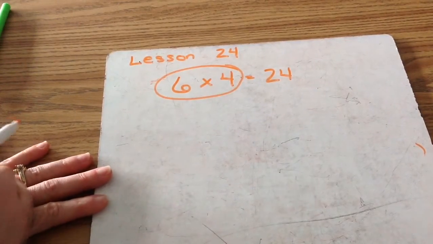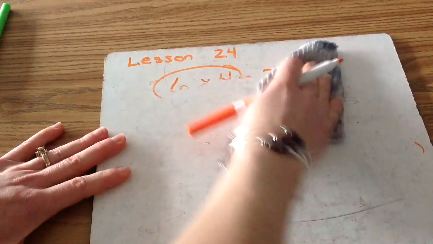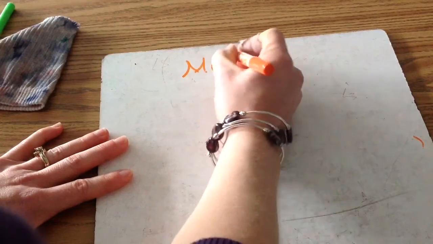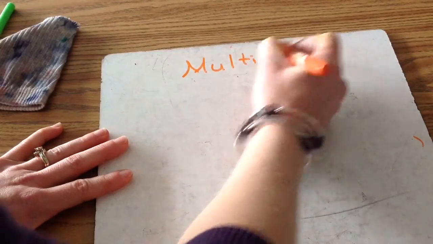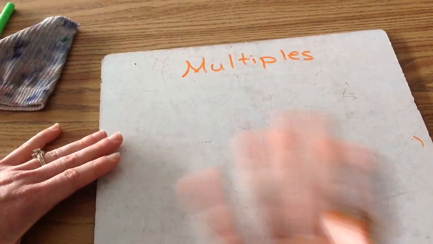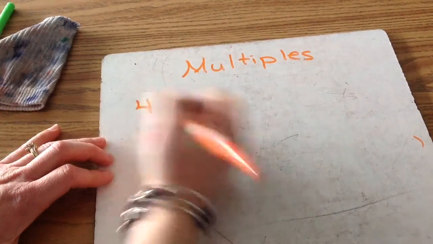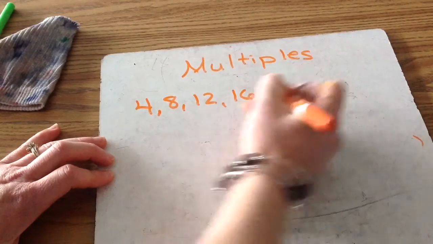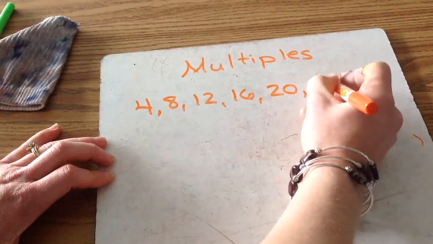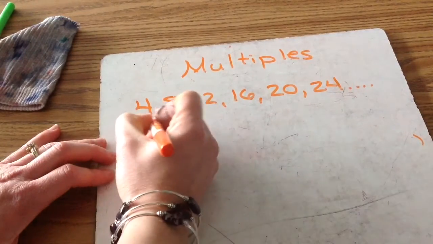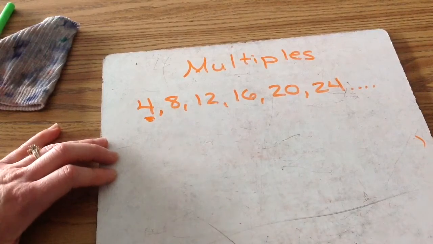What we're going to be learning about today is something a little bit different. Today we're learning about something called multiples. A multiple really is just the number repeated over and over again. So say I start with 4. 4, 8, 12, 16, 20, 24, and on and on. And those are multiples of 4, multiples of that base number.